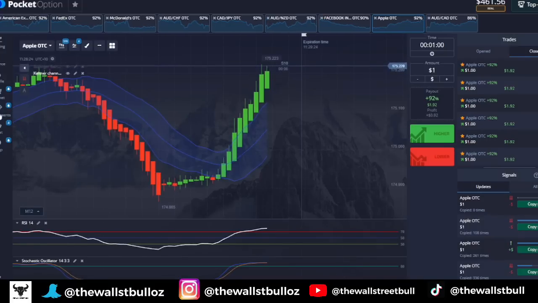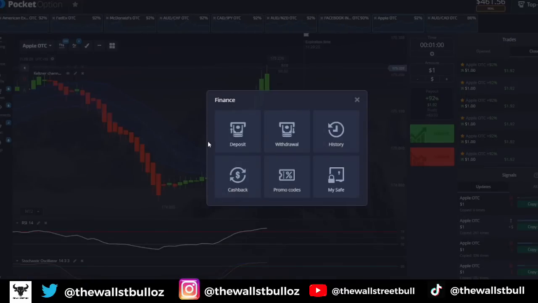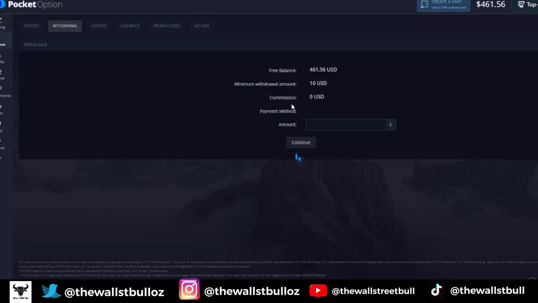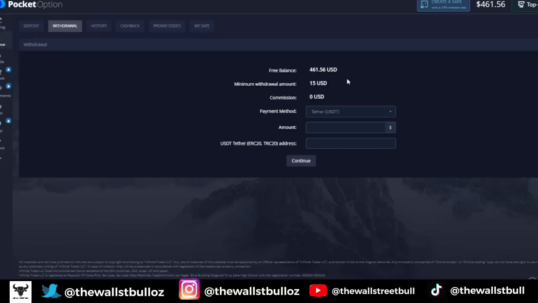And now to cash out, let's just have a look here. If I go to finance, you can withdraw to whatever you like. If I just go to withdraw as an example, let's wait for this to load. Okay, so I've got 461 USD in there. The minimum withdrawal is 15 USDT, or I should say USD. You can withdraw to USDT, Ethereum, Bitcoin, or Litecoin, whatever you like.